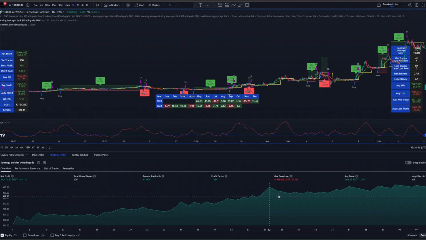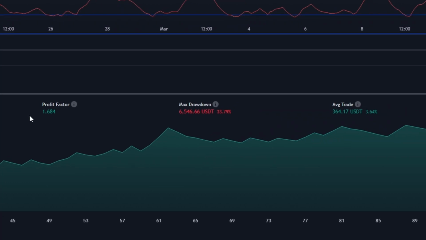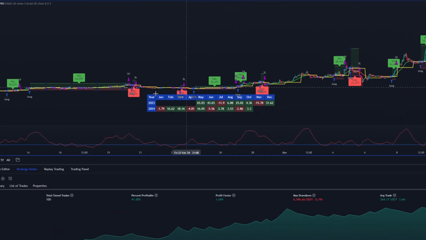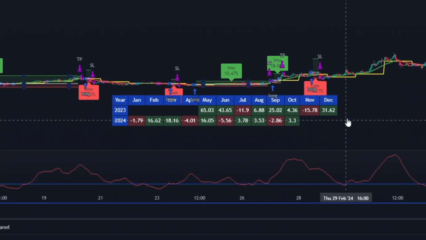As you can see, guys, we have a really wonderful equity line, 364% net profit, 100 trades, 41% win rate, 1.68 profit factor, 33% max drawdown and 3.64% average trade. The monthly table is good, we have more winning months compared to the losing ones, so it's pretty good.